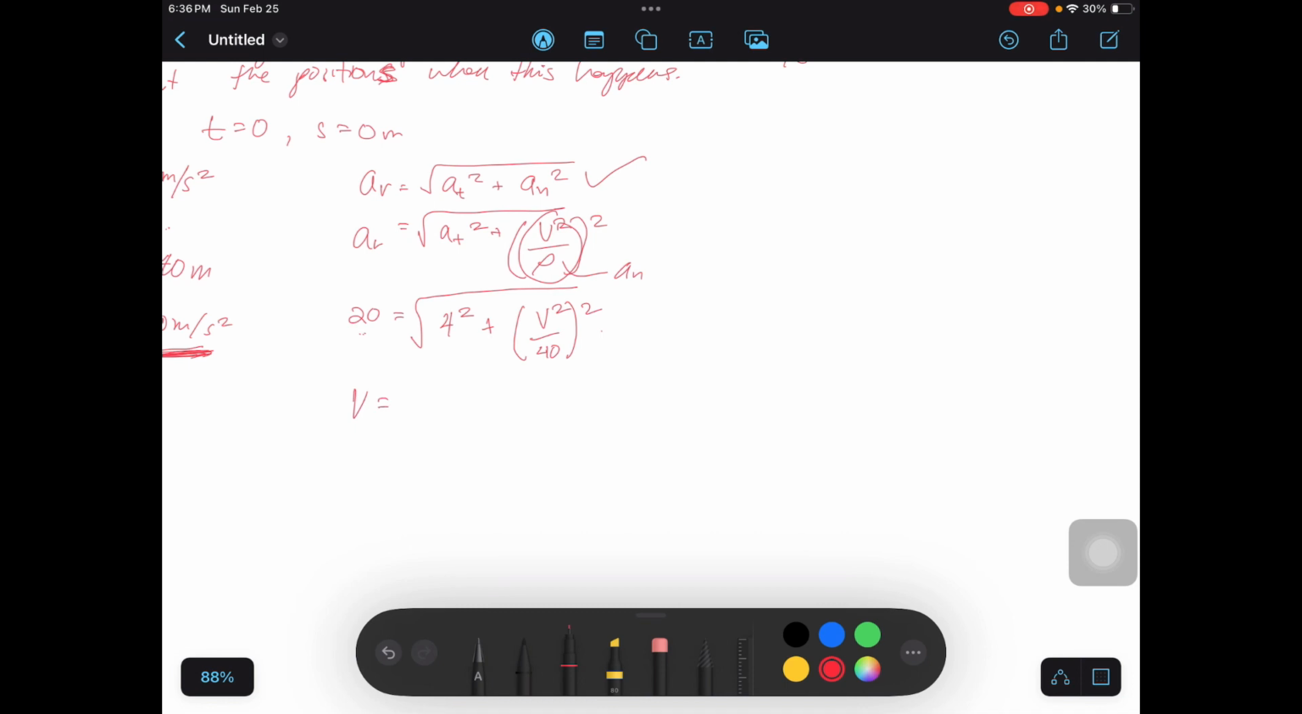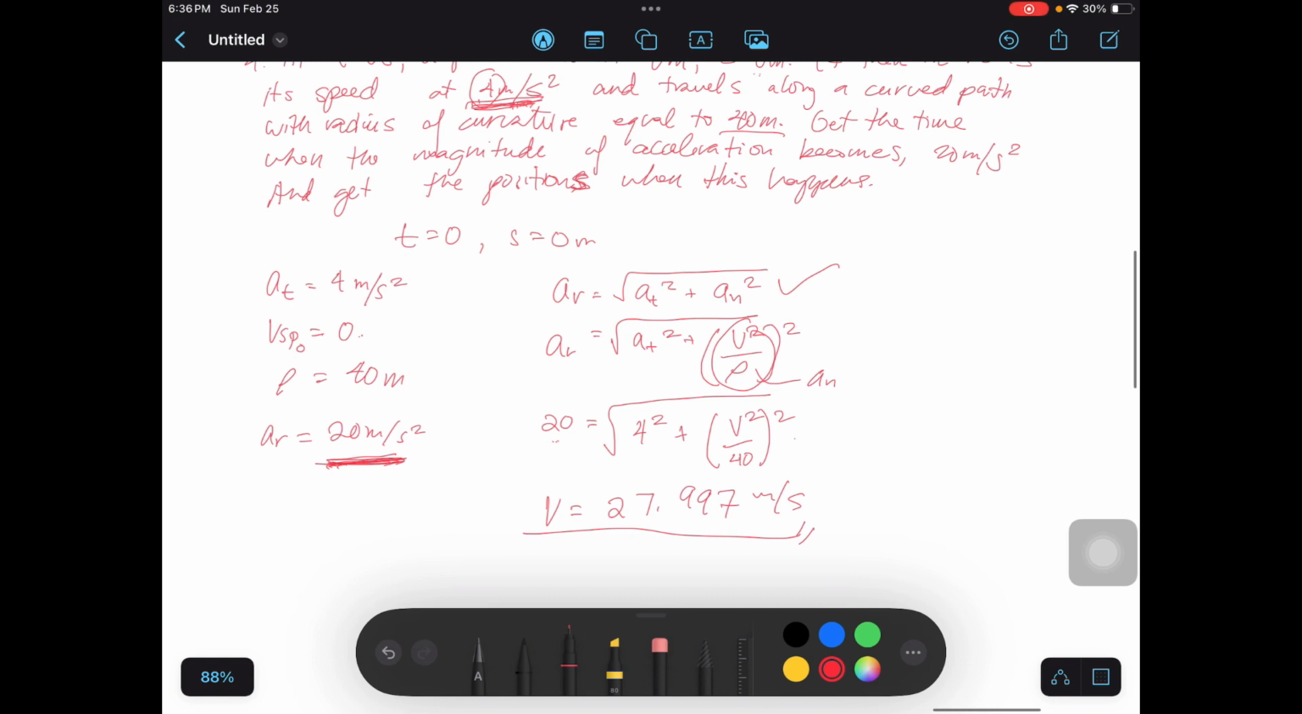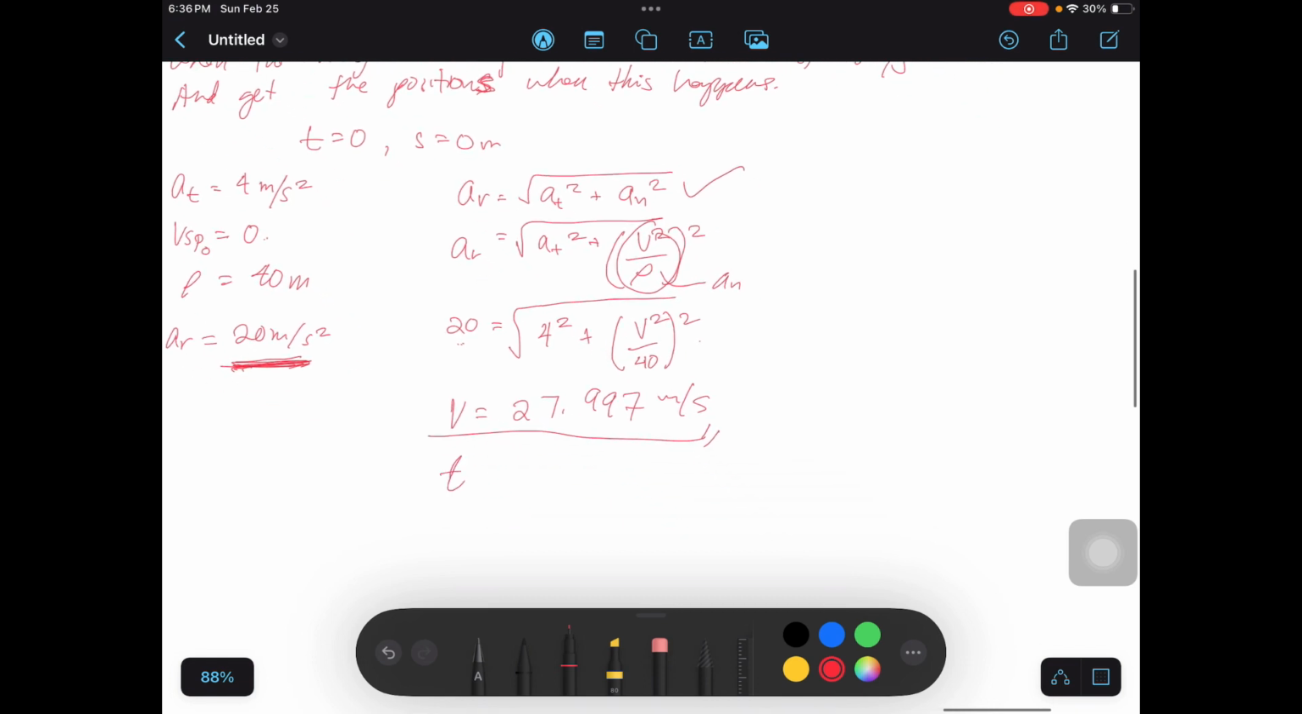You can use shift solve. Makukuha mo na yung V. V final is 27.997 meter per second. So, V pa lang nakuha natin. What we need is yung time. We need yung time kung kailan 20 meter per second na yung acceleration, resulting acceleration.